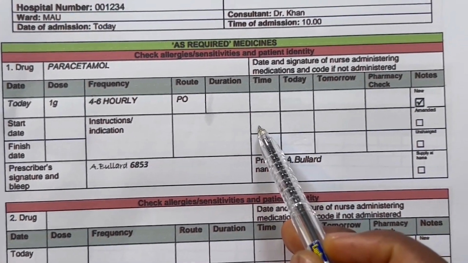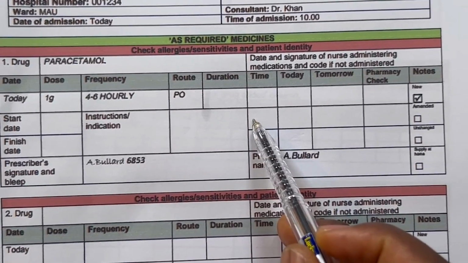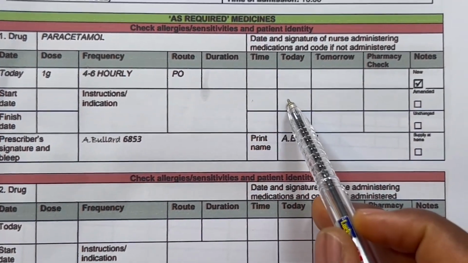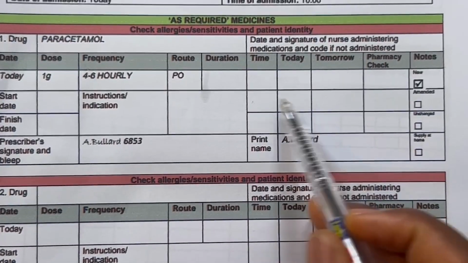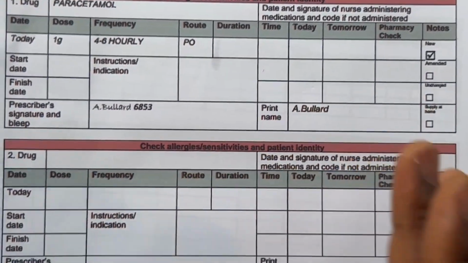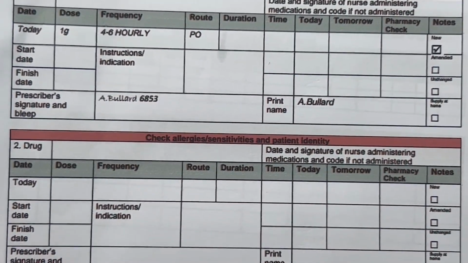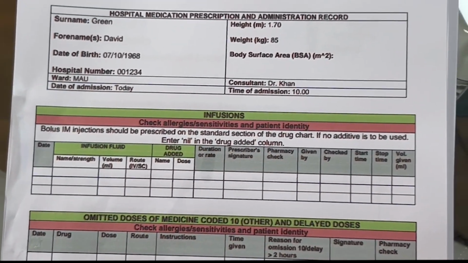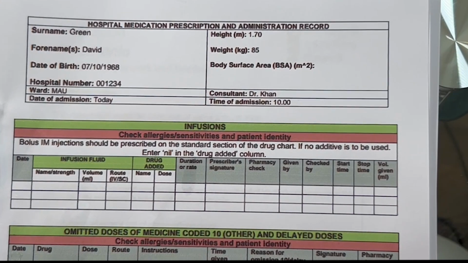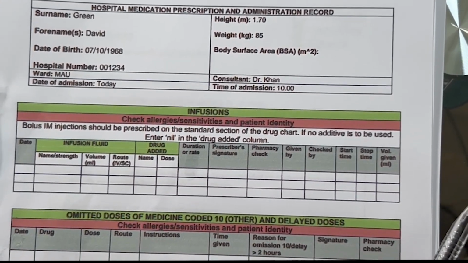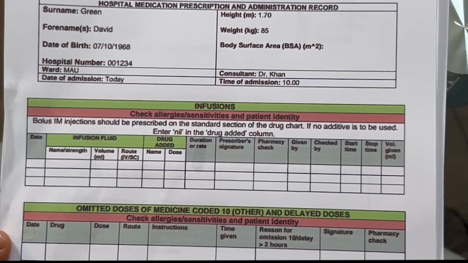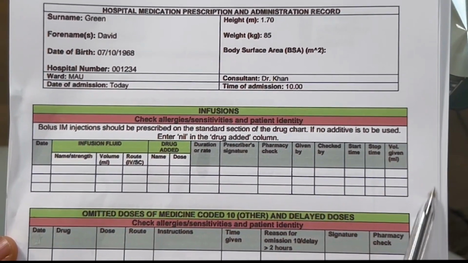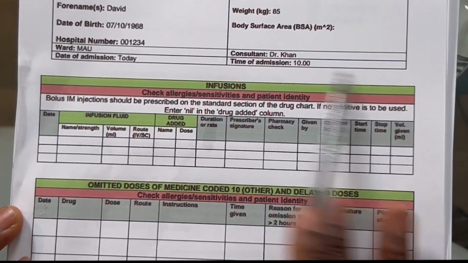Here you write the time, which is 1600. If you are giving at 1600, then you put your signature and date at this point. Now, this is if you are giving, but if you are not giving, you just leave it. All right, this is the last part. This is the last page of your chart, and what you are going to see is infusion, which obviously you are not going to be giving here. So please keep this part.